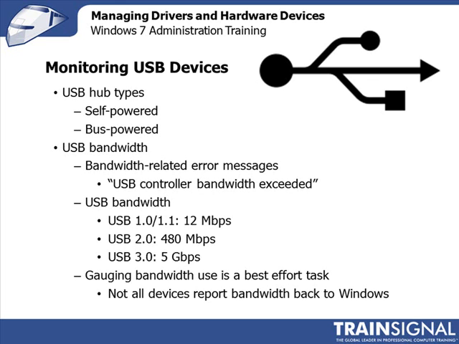limitations. USB 2.0 has up to 480 megabits of total bandwidth, and USB 3.0, which is just coming out, has a 5 gigabit bandwidth limitation.